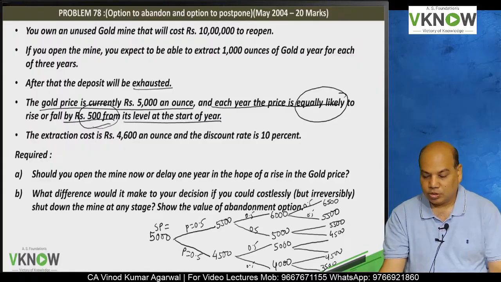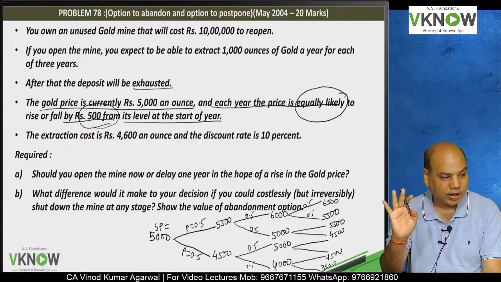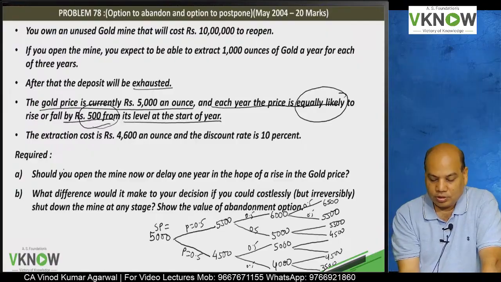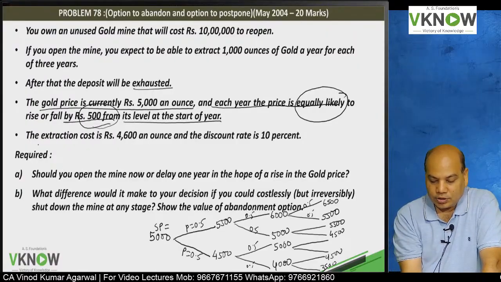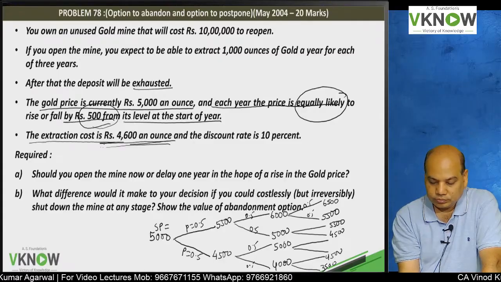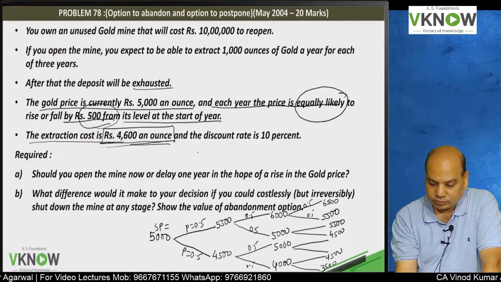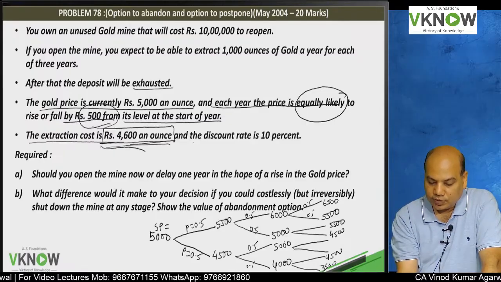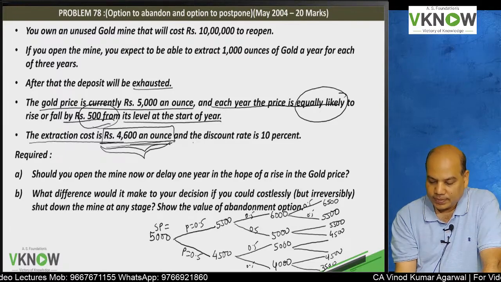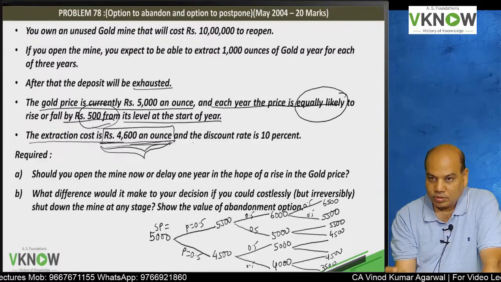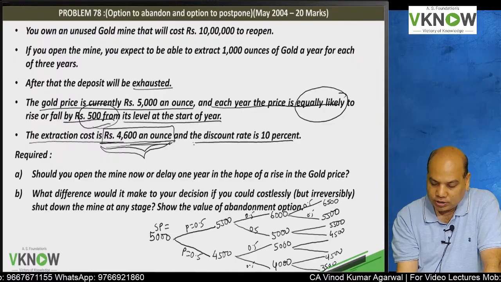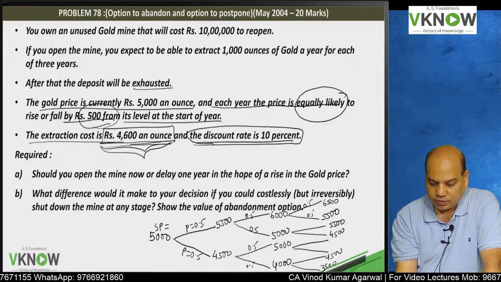I'm not writing all of it now, don't write now, I will draw the same diagram for you nicely. The extraction cost is 4600 an ounce. This is the cost of extraction, and it is going to be fixed. Price can change, but the extraction cost will be 4600 and the discount rate is 10%. This is for present value.